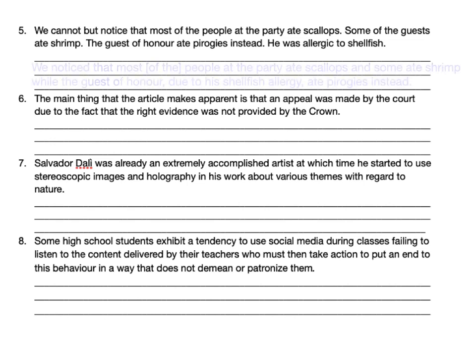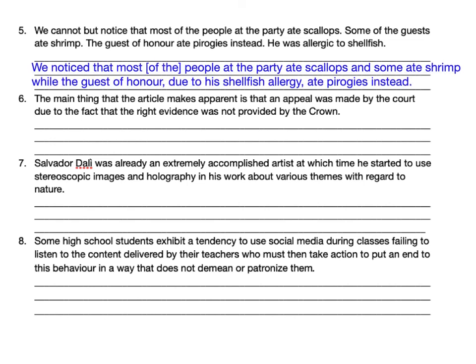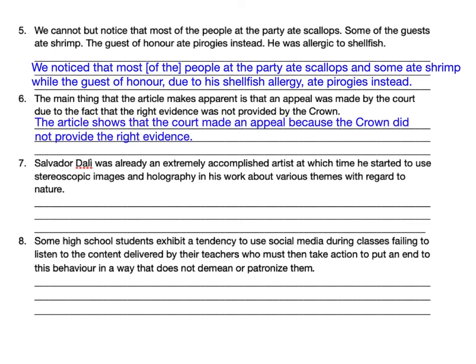Number 5, we noticed that most of the people at the party ate scallops and some ate shrimp, while the guest of honor, due to his shellfish allergy, ate pierogies instead. Number 6, the article shows that the court made an appeal because the Crown did not provide the right evidence.